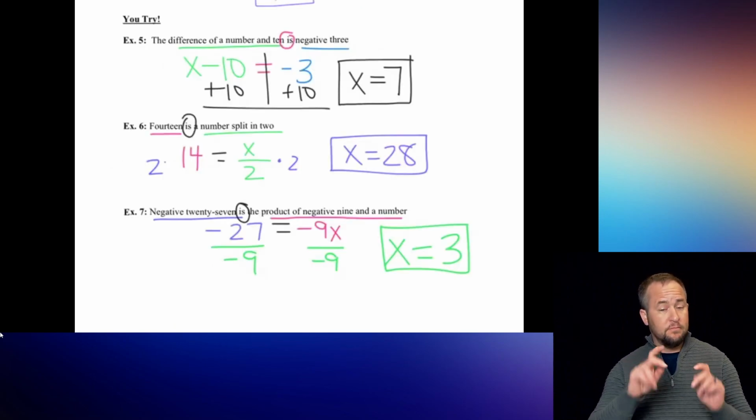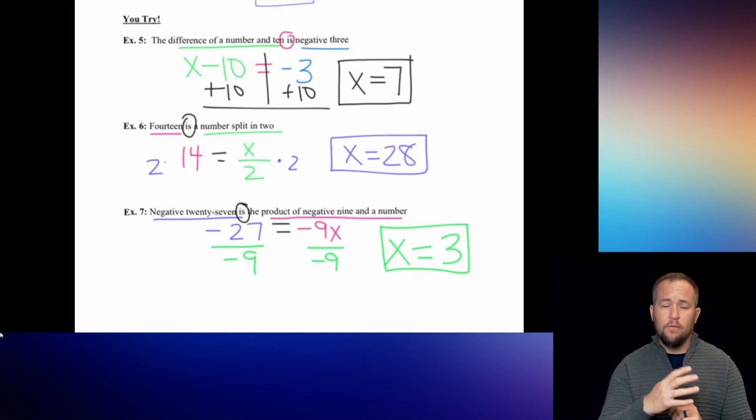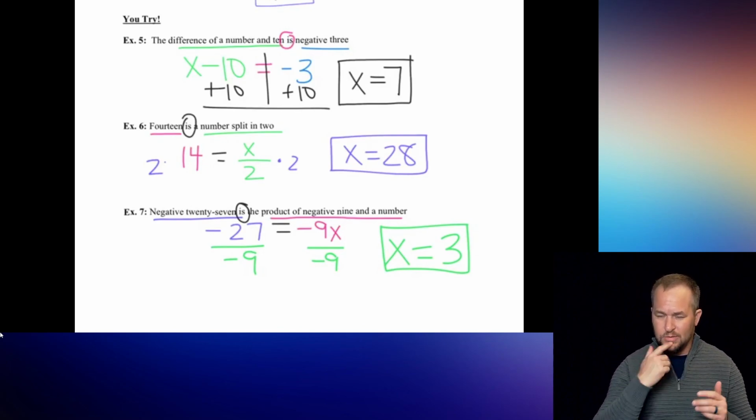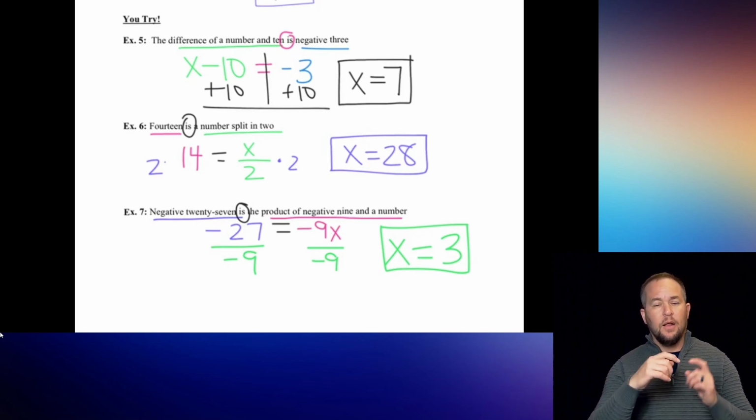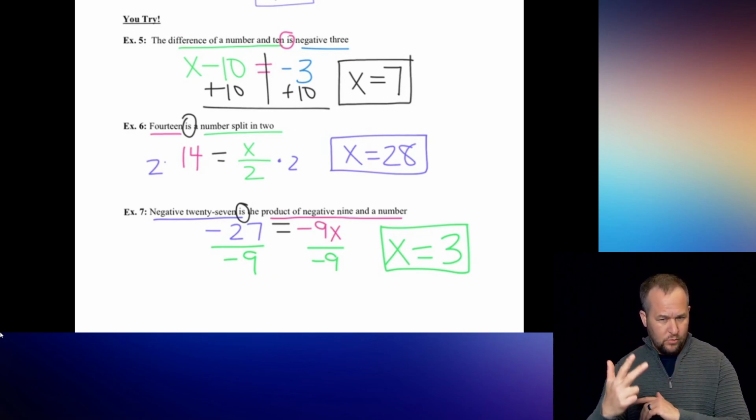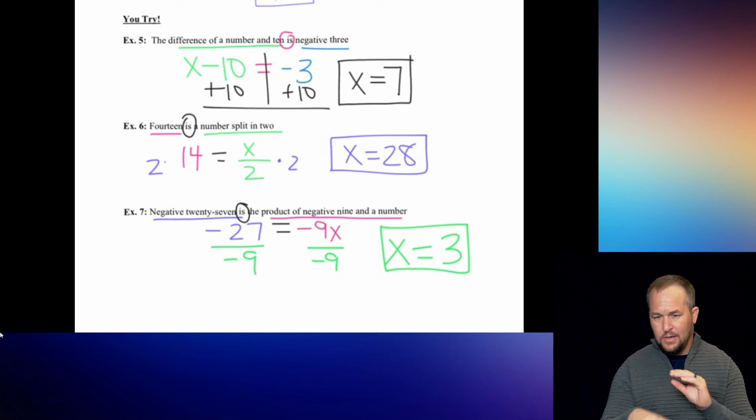Alrighty, so take a look here. Example 5, that equation, sorry, I'm in the habit of expression. That equation should be x minus 10 equals negative 3. And then to get x by itself, you add 10 to both sides. Final answer, x equals 7.